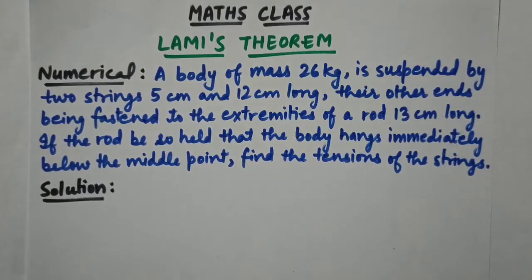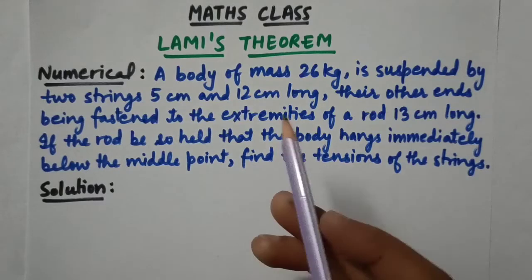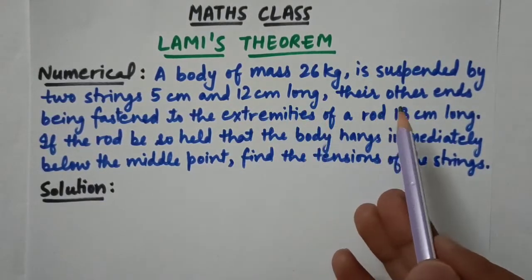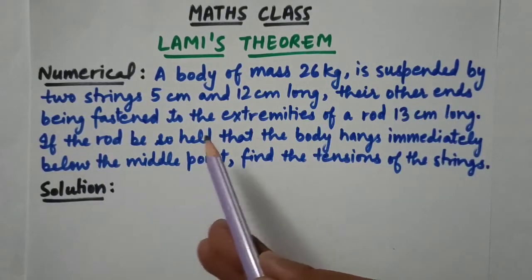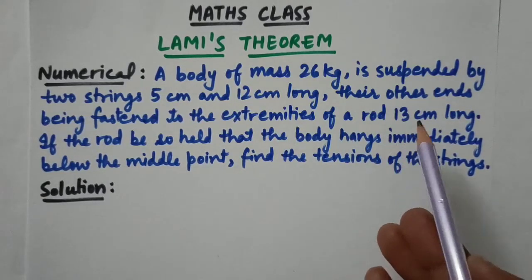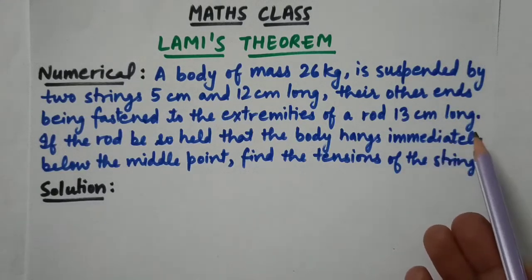And the statement of the numerical that we are gonna solve today says that a body of mass 26 kg is suspended by two strings. So one string is 5 centimeter long and the other one is 12 centimeter long. Their other ends being fastened to the extremities of a rod that is 13 centimeter long.